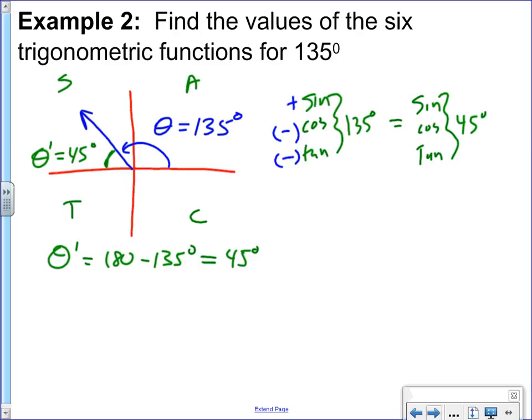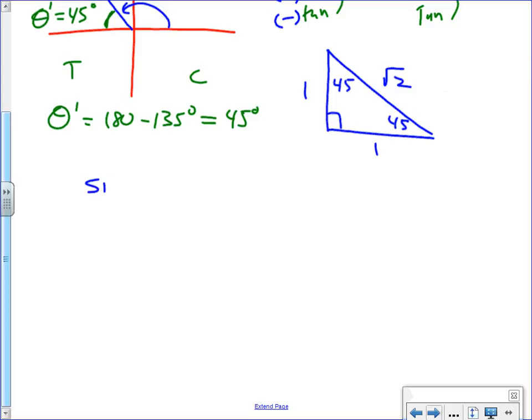All right, so it helps to draw a picture. Let's draw a picture. Here we go. 45, 45, 90. Where do the numbers go? 1, 1, root 2. Very good. So based on that triangle, what is the sine of 45? Opposite over hypotenuse. 1 over the square root of 2. Very good. 1 over root 2. And then cosine.